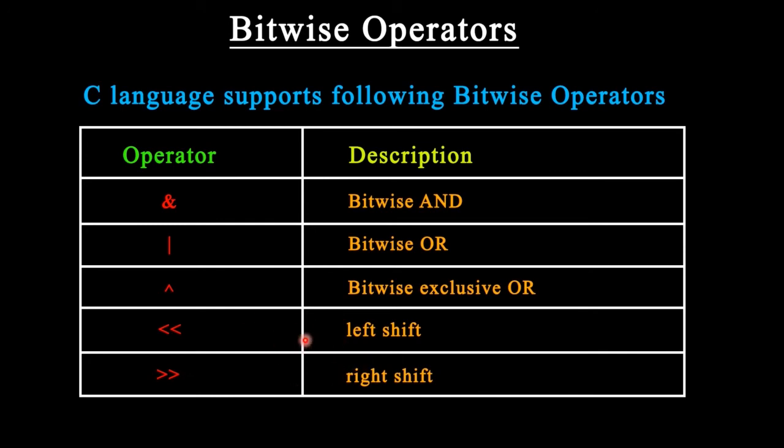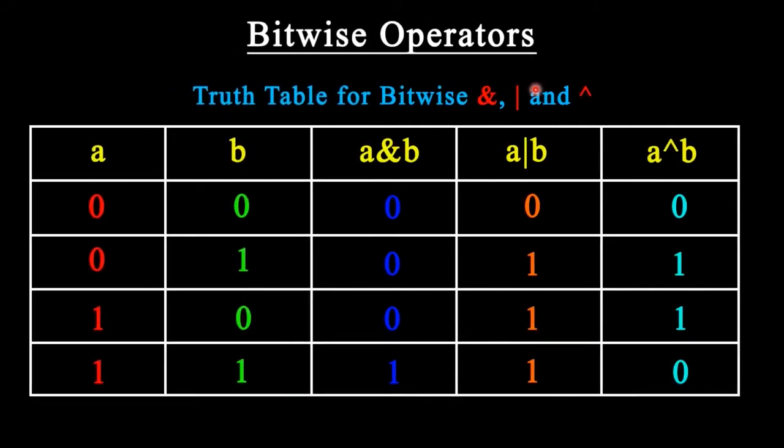So now let's understand all these bitwise operators with the help of a truth table. This is the truth table for bitwise AND, bitwise OR and bitwise exclusive OR. Here these are the values of A and these are the values of B. And here we are performing operations such as A ampersand B, which is A bitwise AND B, A bitwise OR B, and A bitwise exclusive OR B.